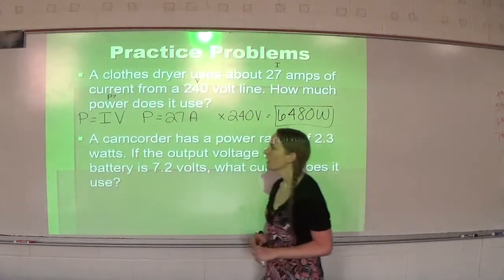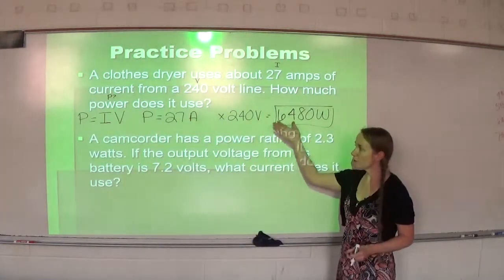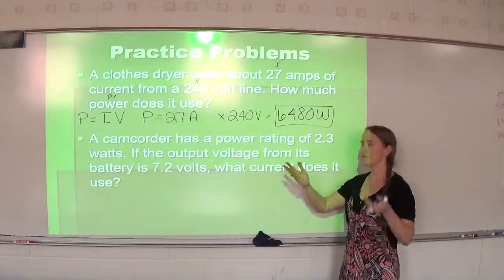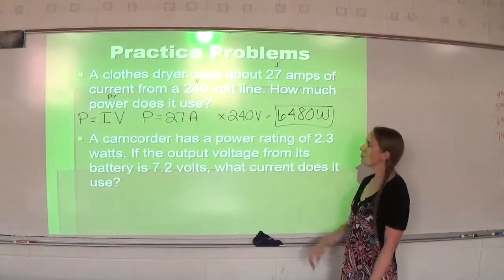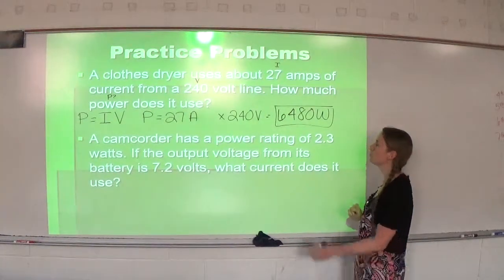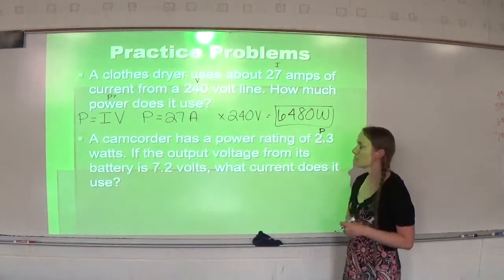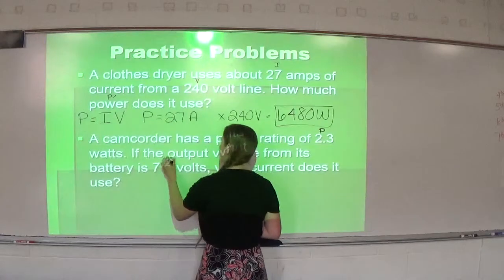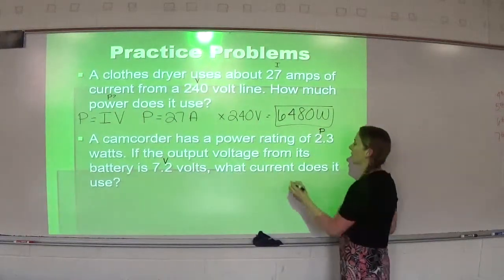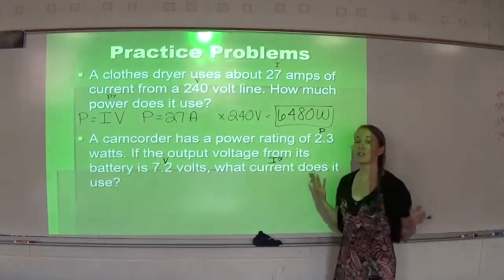Alright, so if you didn't try the first one on your own, try the second one, pause it, try it, and we'll look at it together. So it says a camcorder has a power rating of 2.3 watts. So there's my power. If the output voltage from its battery is 7.2 volts, so there's my voltage, what current does it use? So I'm actually looking for I this time.